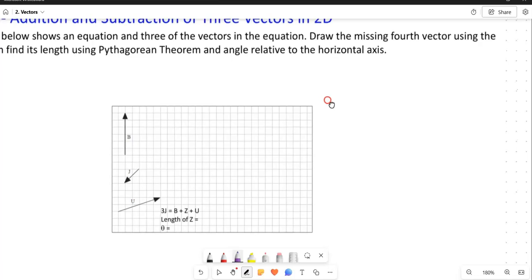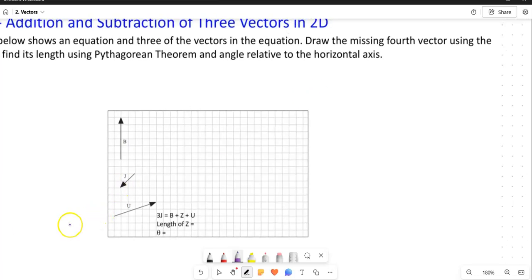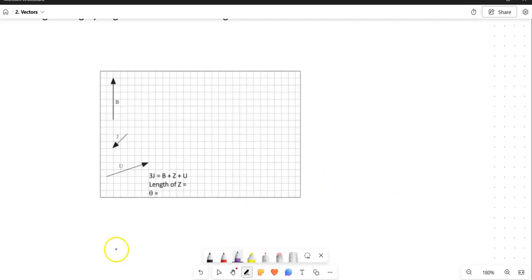Okay? And this is one of the ones in there. So let's go ahead and get started. Here, we're supposed to find z. We're also supposed to find the angle theta. And we're supposed to perform this operation. So let's first of all manipulate our equation.